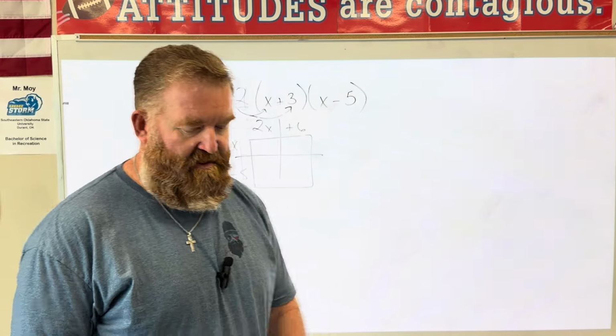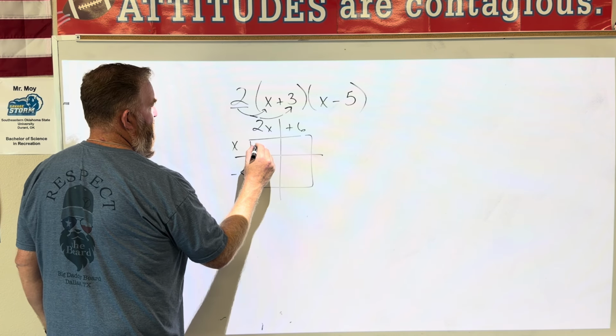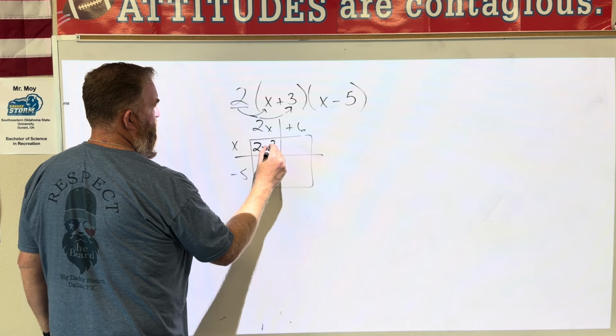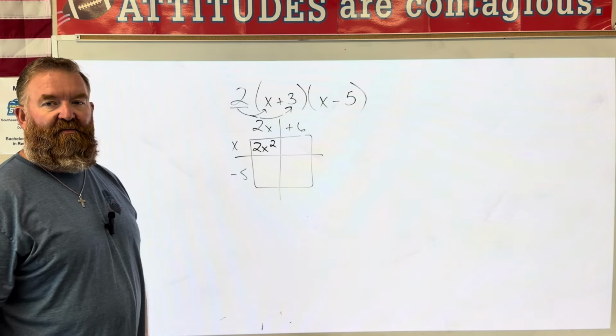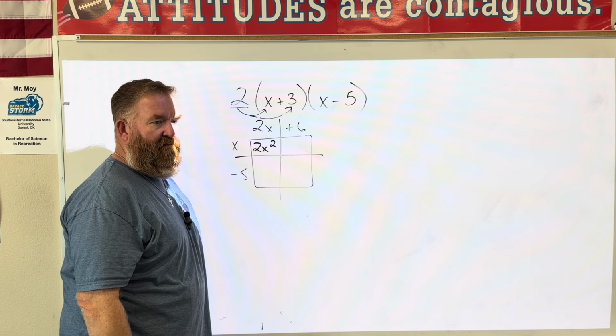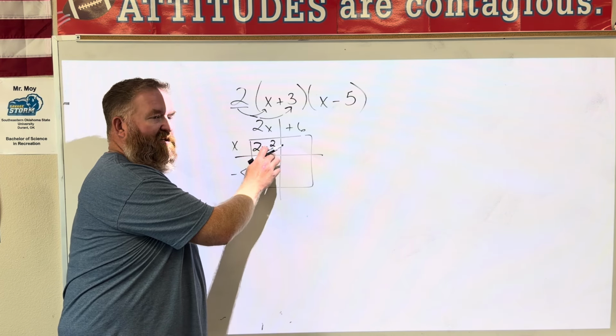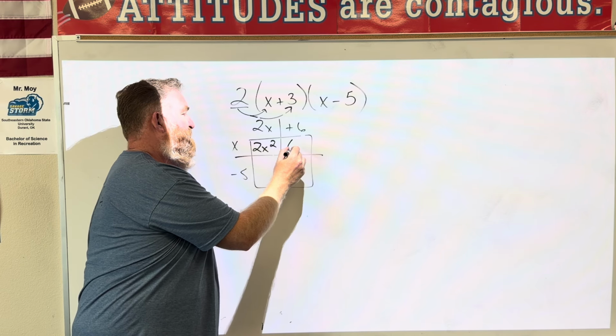Everybody good? All right, so I'm just going to solve it. What's 2x times x? 2x squared. Okay. Please remember, multiplying is when you change the exponents. Okay, not when you're adding, subtracting. When you multiply, you change them. X times x is x squared. What's 6 times x? 6x.